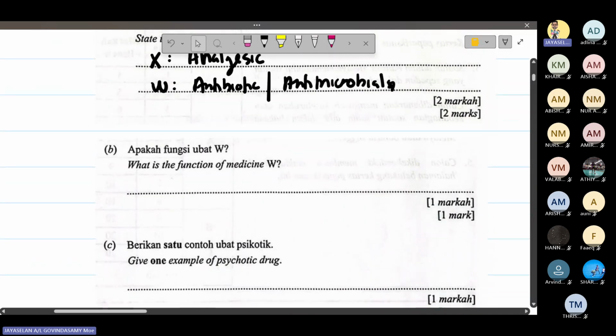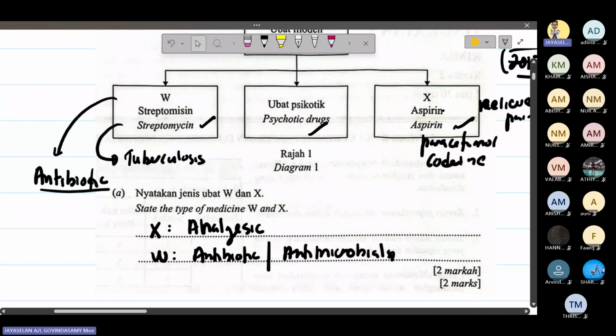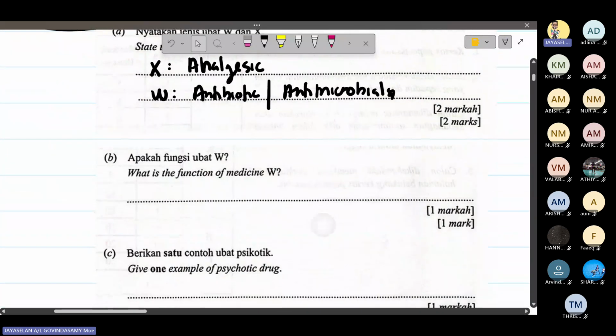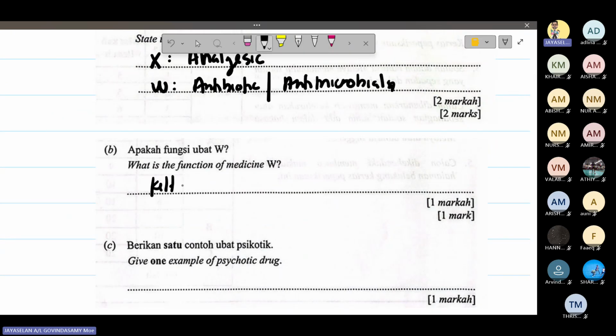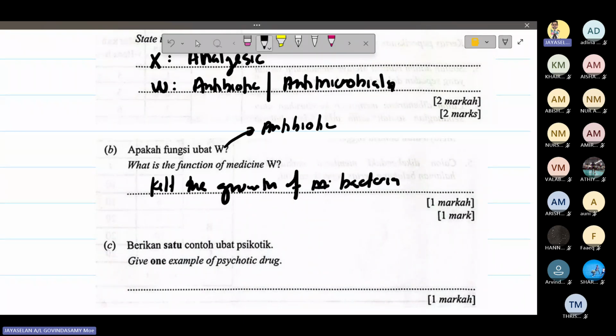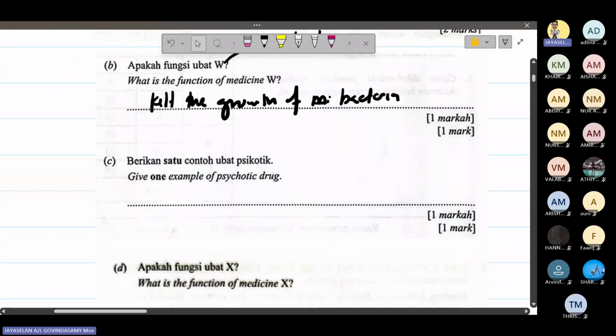Okay, what is the function of medicine W? So that means the streptomycin, sorry, antibiotic. Function of antibiotic, you guys put what? Kills the growth of microorganism, or straight away put bacteria, because this medicine is known as what? Antibiotic. All right, any question? No question? Okay, we go for next question.